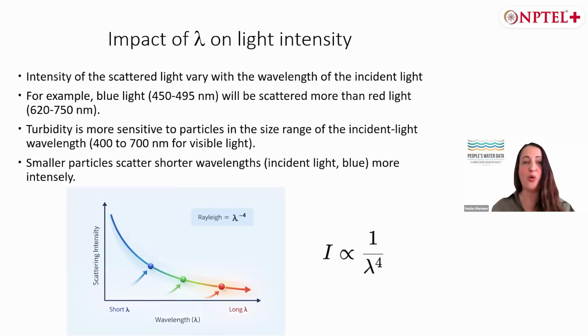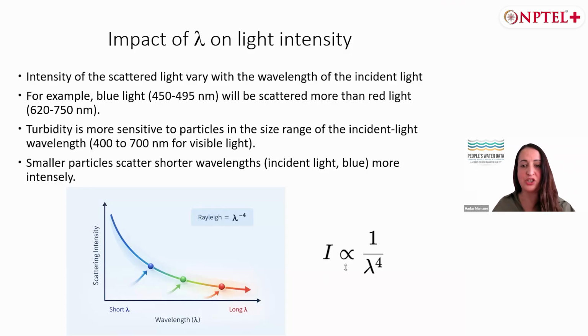The next slide will show us the impact of wavelength on light intensity. So the intensity of scattered light varies with the wavelength of incident light. For example, blue light, which has a wavelength of about 450 to 495 nanometer, will scatter light more than red light, which has a wavelength of about 600 to 700 nanometer.